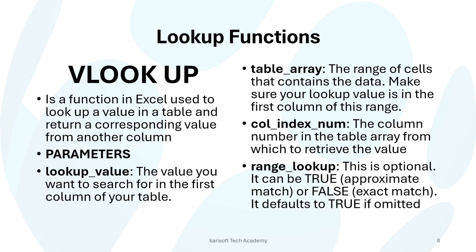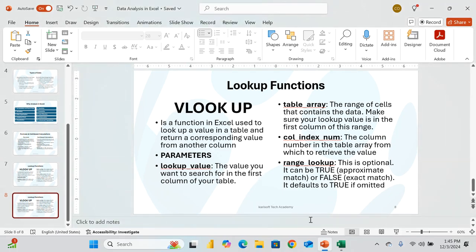If I move on to VLOOKUP, VLOOKUP is referred to as a vertical lookup. It is used to look up a value in a table and return a corresponding value in another column. So this is column based, while the horizontal is row based, and you have parameters very similar to those of the HLOOKUP. It's only that this one is column based, while the horizontal lookup is row based. Okay, now let's jump right into a demonstration.